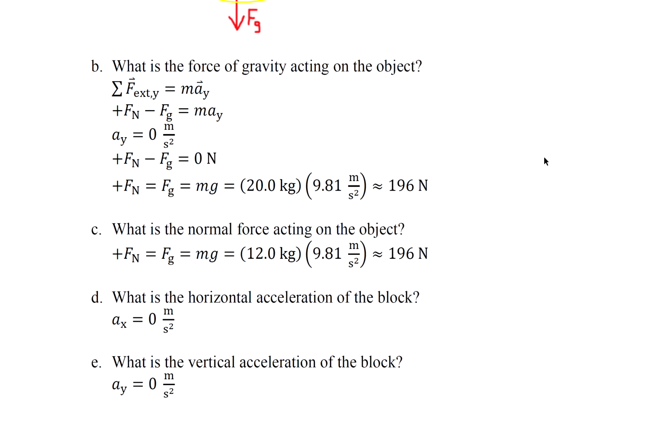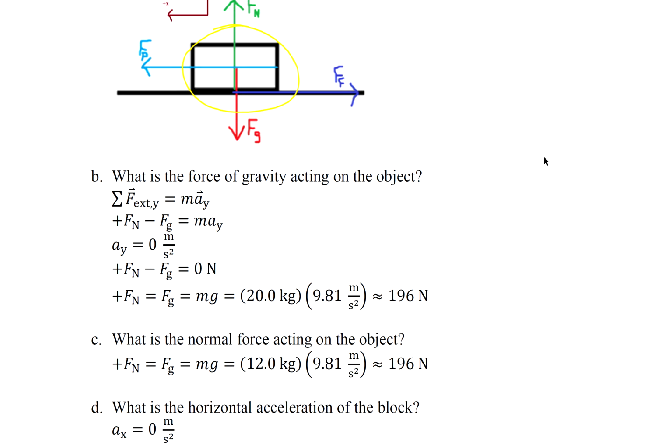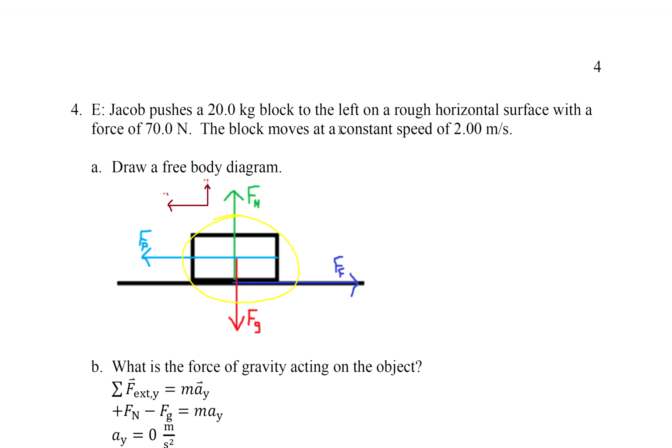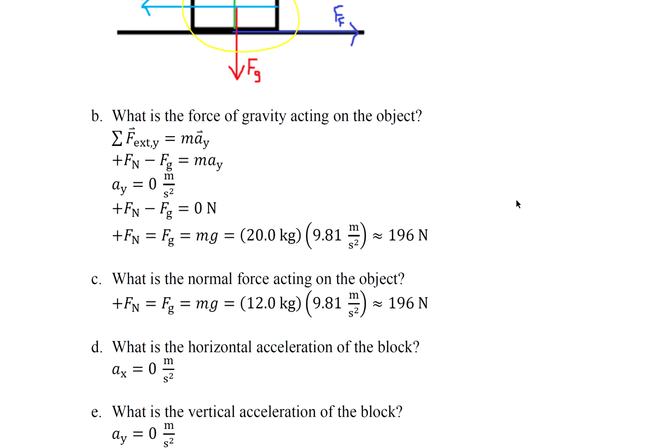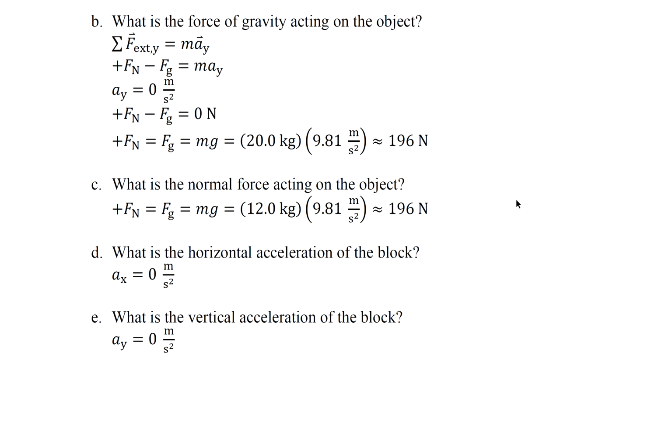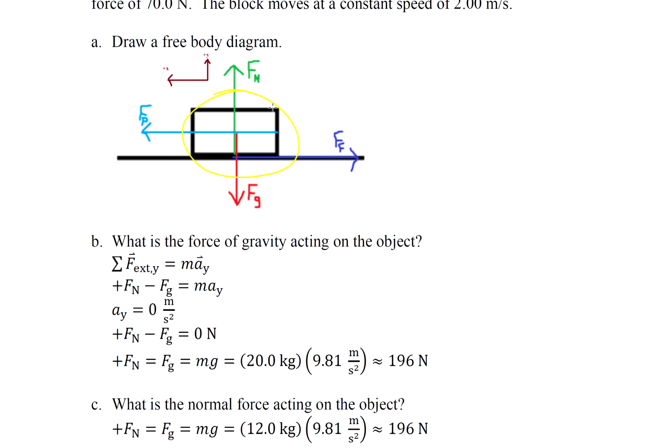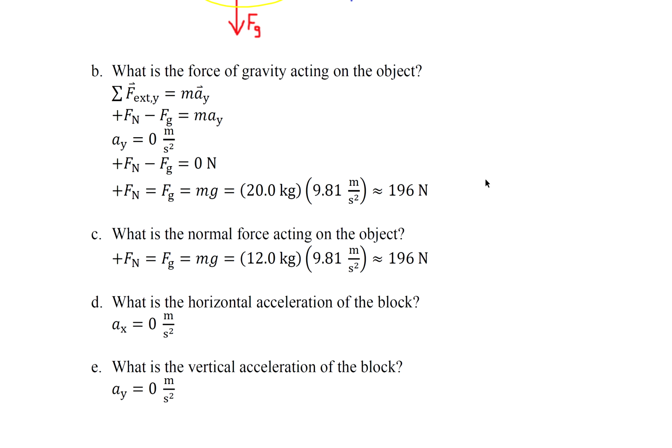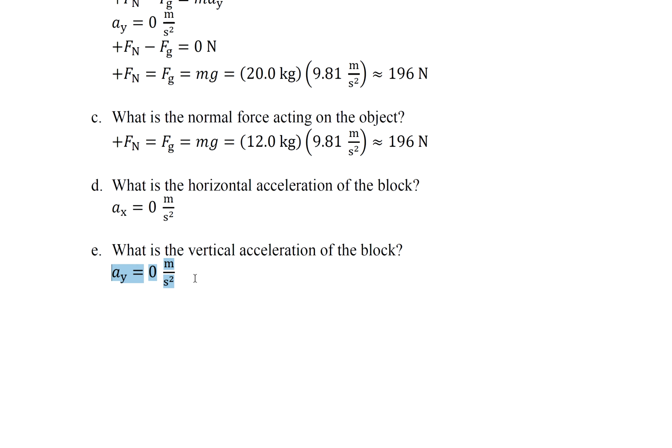Part D, what is the horizontal acceleration of the block? Well, it says it's moving at a constant speed of 2 meters per second, so a sub x is 0. Part E, what is the vertical acceleration of the block? The block is not jumping up and down, so a sub y is 0.